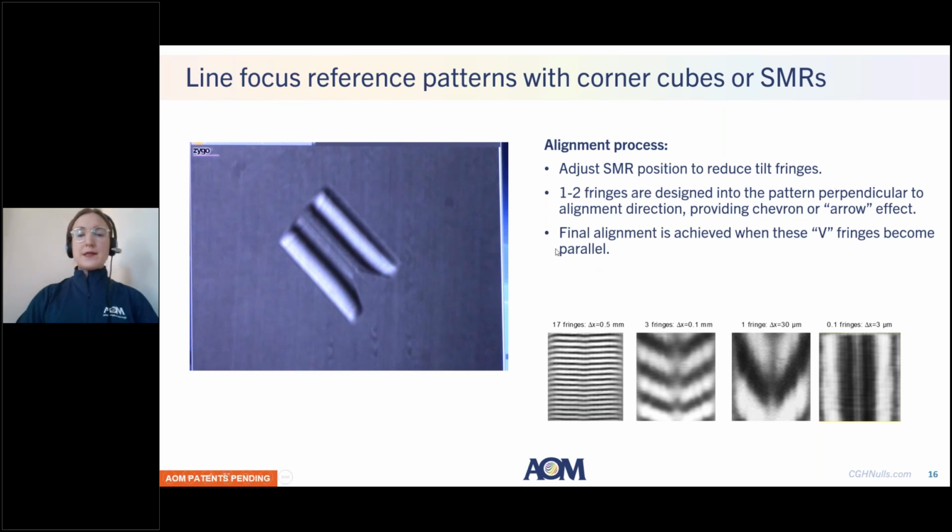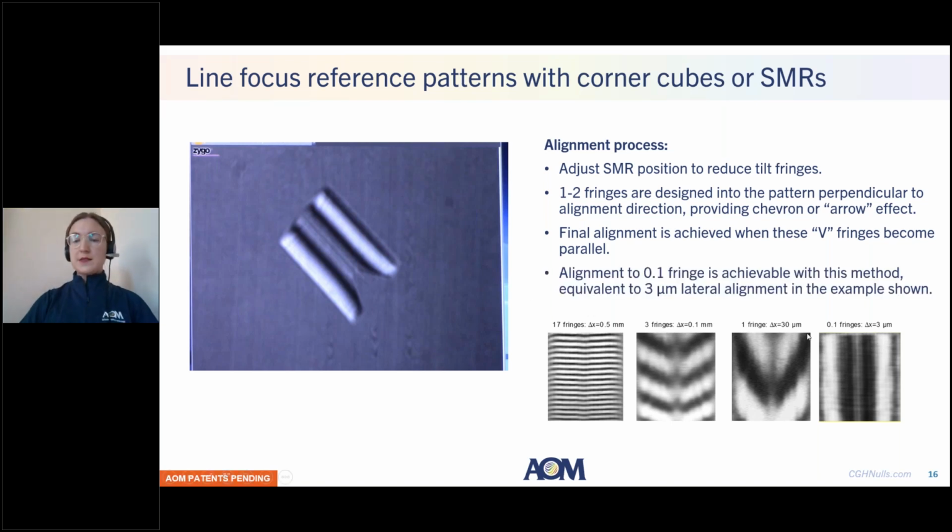In final alignment, the goal is to get those tilt fringes perfectly parallel to each other. And if we can do this by eye, we can get it aligned to about 1/10 of a fringe, which is equivalent to 3 microns of lateral positioning error. This was really done because the eye is a lot more sensitive to tilting of fringes versus just looking at a gray null pattern.